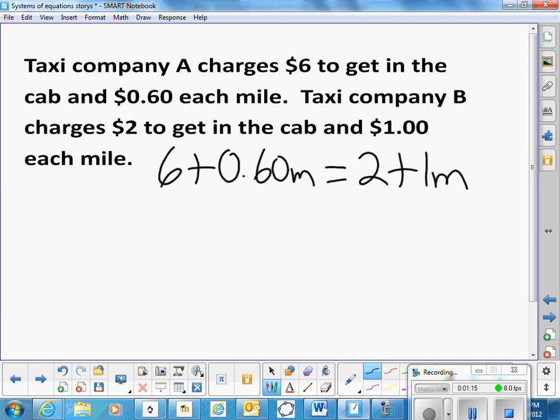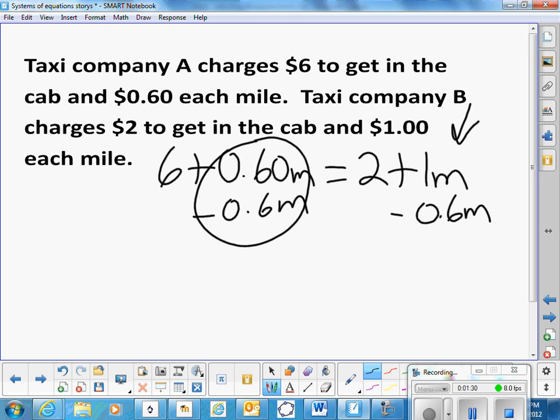I usually leave the largest term where it is, $1 per mile. Let's subtract the 60 cents per mile from each side. 60 cents per mile, subtract 60 cents per mile is 0. 6 plus 0 is 6. $1 per mile, subtract 60 cents per mile is 40 cents per mile.